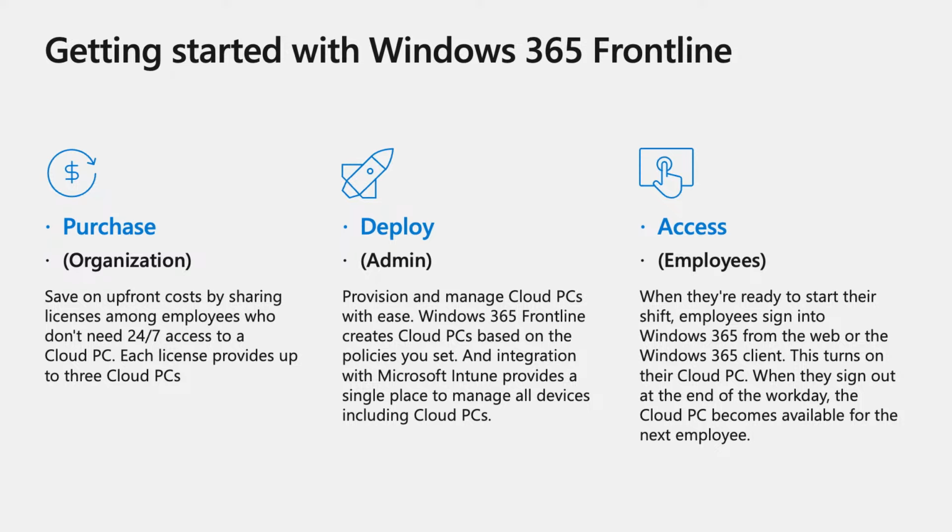You do not have to assign any licenses to users. You simply can assign the Azure AD group to be able to do that. And then finally, once you provision the Cloud PC, your end user at the start of their work can actually go to the Windows 365 app from the web or the client and be able to access their Frontline Cloud PC. And as soon as they finish, they save their work and their data and sign out. And that will signal to us that they are done, and we will shut down their Cloud PC as soon as they're done.